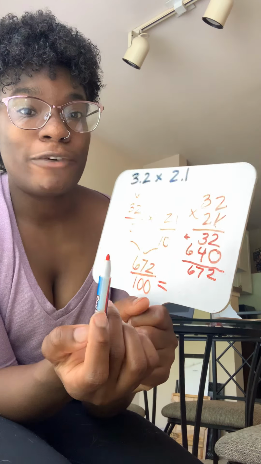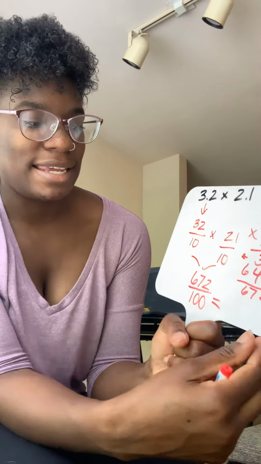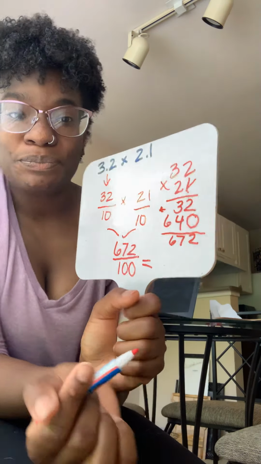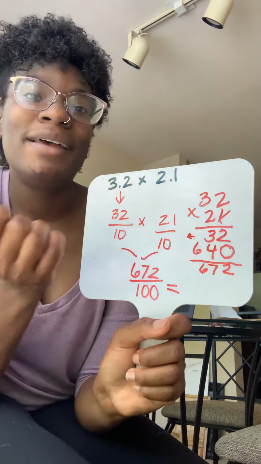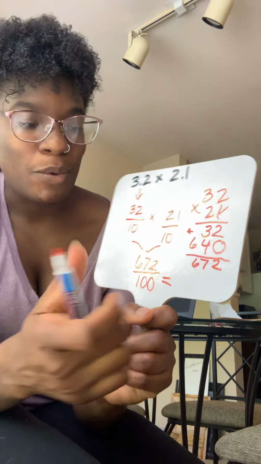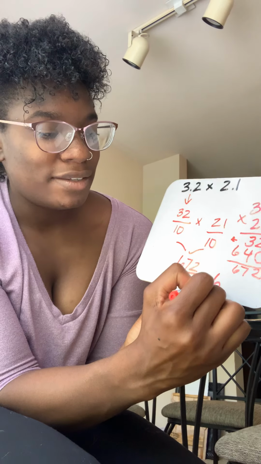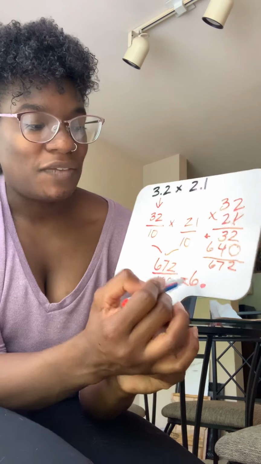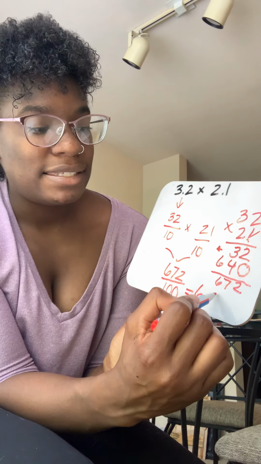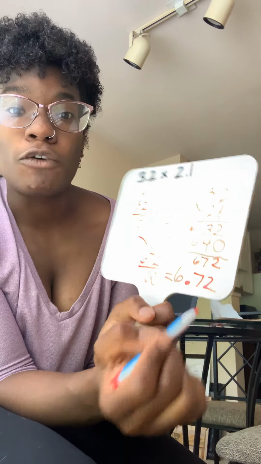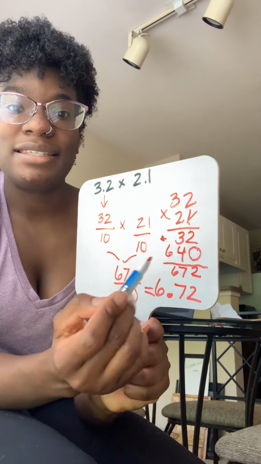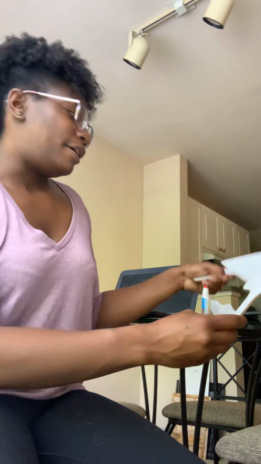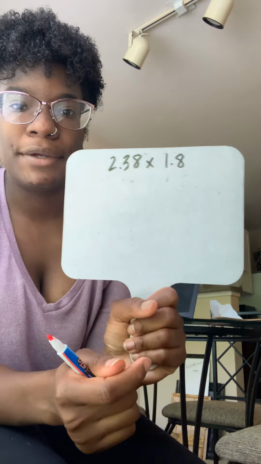And if I wanted to write that as a decimal, all right, we know that 100 can go into 672 6 times without going over. So we've got our 6 and our decimal, which represents and. So we've got 6 and 72 hundredths left over. So this is how I would write my decimal from that answer. All right, let's go over one more.